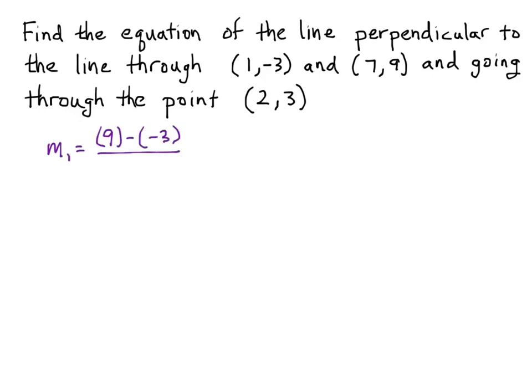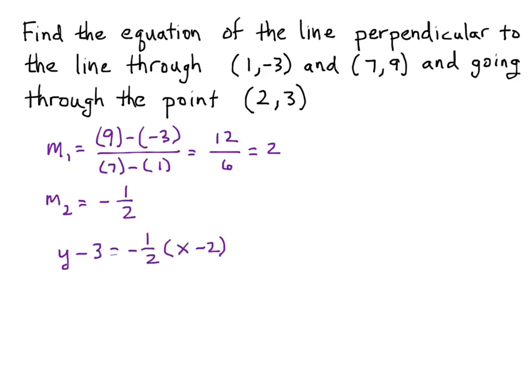So if we figure out the slope of the first line, we take the 2 points, 9 minus a negative 3, and 7 minus 1, and so we get 12 over 6, the slope is 2. Now it's not asking for the complete equation through these 2 points. All we're really interested in is the slope. So here we have the slope, and we know that the perpendicular line is going to have a slope of the negative reciprocal, so it's negative 1 over 2. And we stick that point into our new equation and then simplify it.